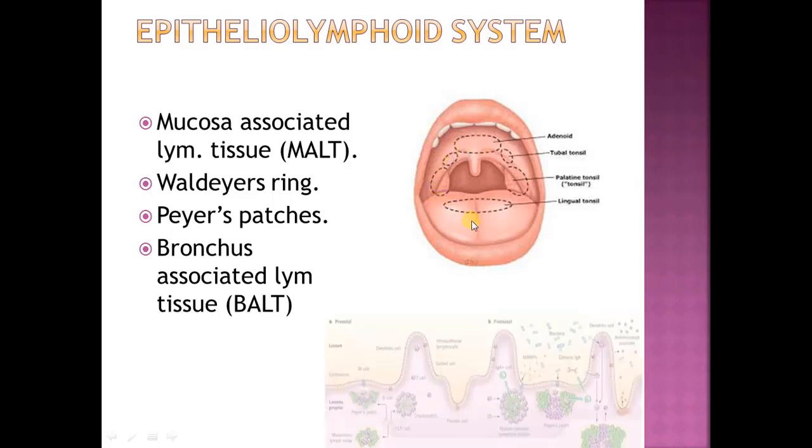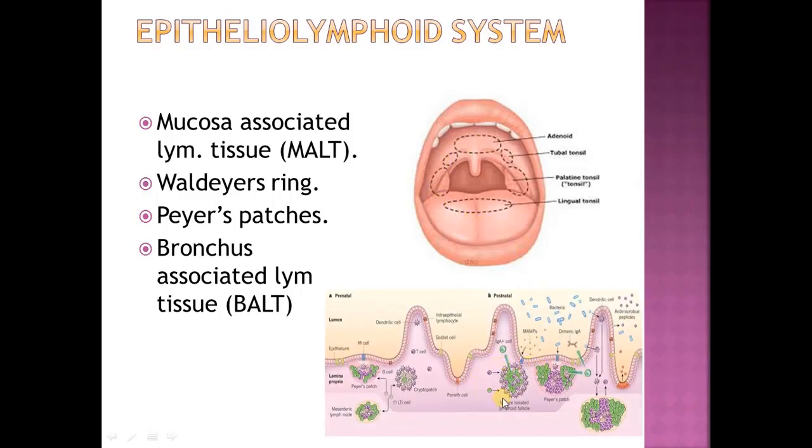Same way in the GIT, as you go down, you see something in the ileum called Peyer's patches, collections of lymphoid follicles. You see them in the ileum as well as in the appendix. Then in the respiratory system, you come across the trachea and the large bronchus, again with a collection of lymphoid follicles, called BALT or bronchus associated lymphoid tissue. Apart from that, you also have diffuse lymphatic cells along the respiratory, digestive and also the urinary system.